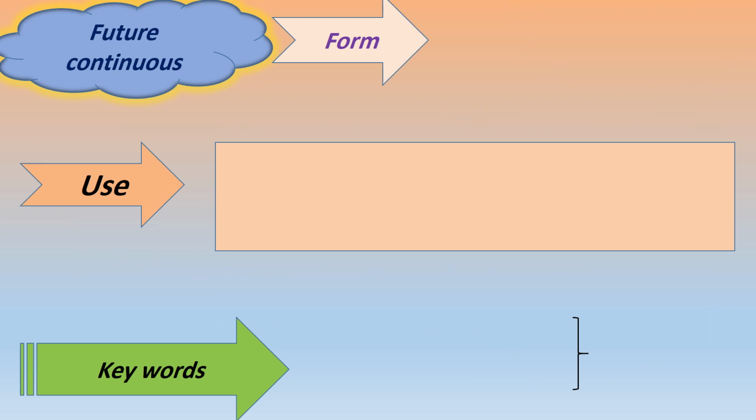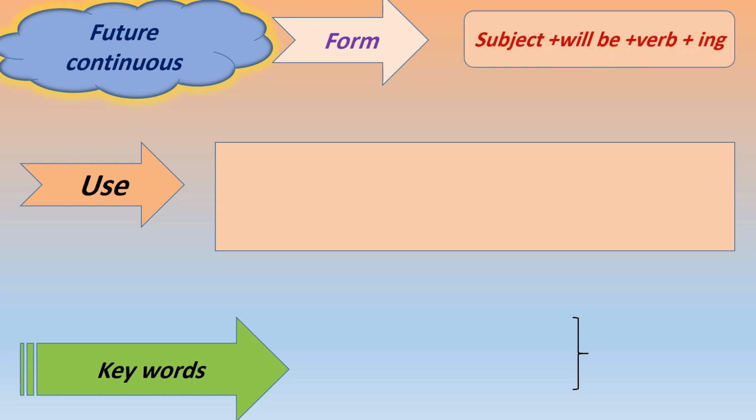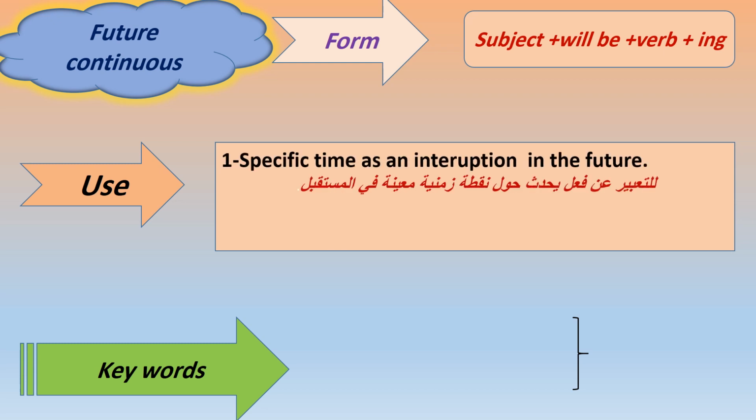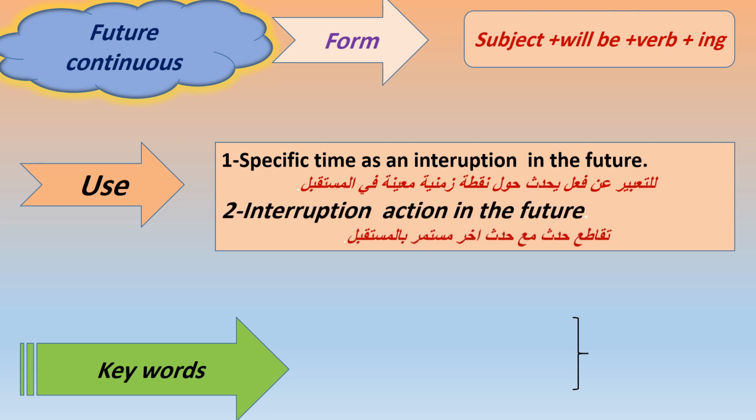As in any tense, we should concentrate on some points. In the future continuous tense, what's the form of the future continuous tense? Subject plus will be plus verb plus ing. Use specific time as interruption in the future, to express an action happening around a specific point in time in the future. There is an exact time. Number 2, interruption action in the future: an event intersecting with another ongoing event in the future.